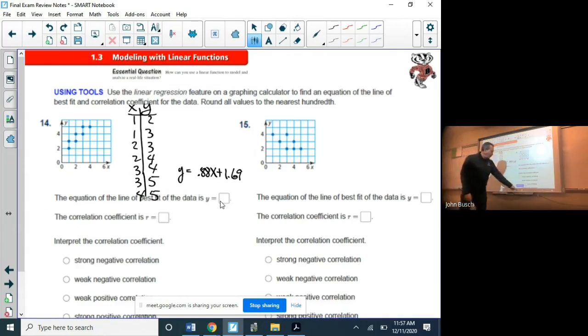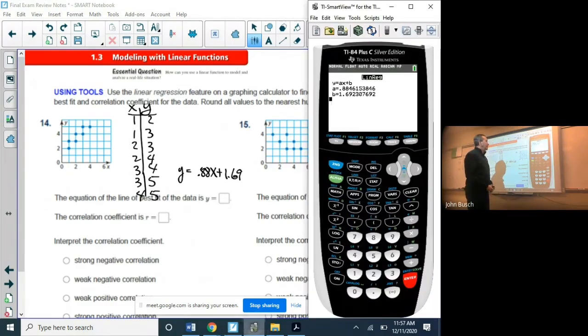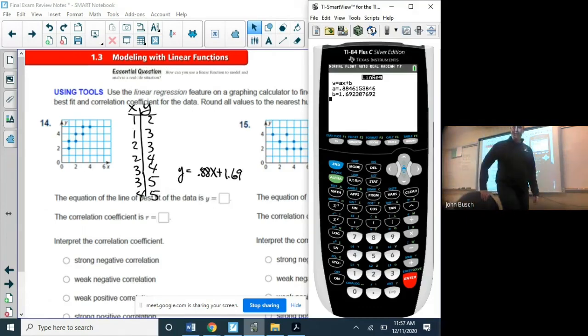The correlation coefficient isn't here. I'm going to have to pause. My time has run out.